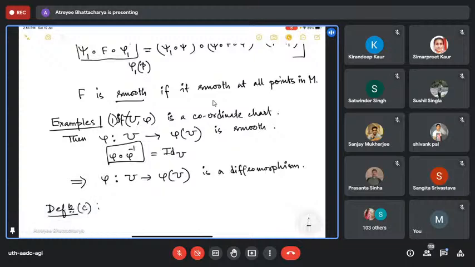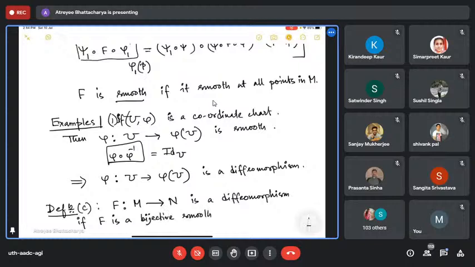Part C says that F from M to N, where M and N are manifolds, is a diffeomorphism if F is smooth, bijective, and has a smooth inverse.